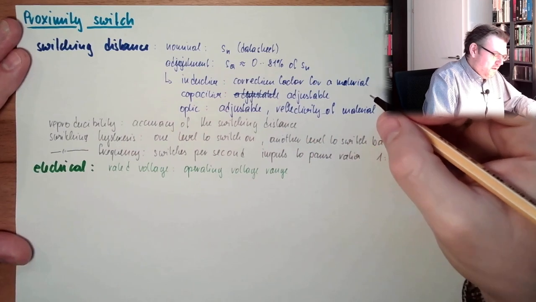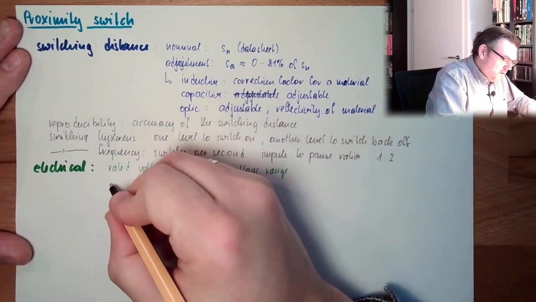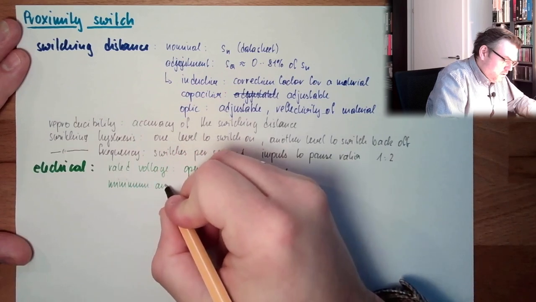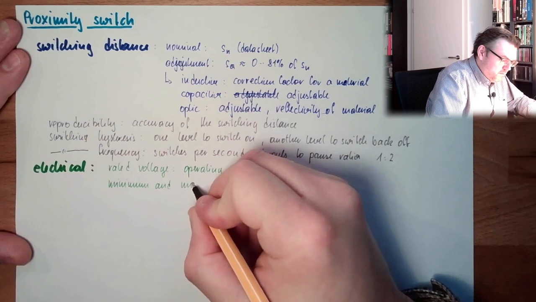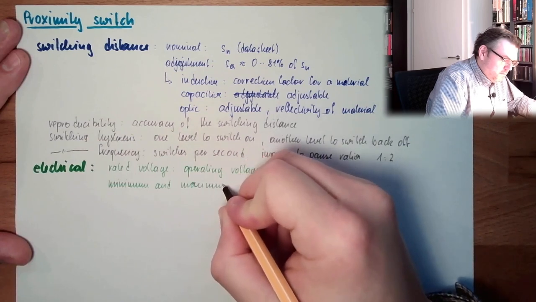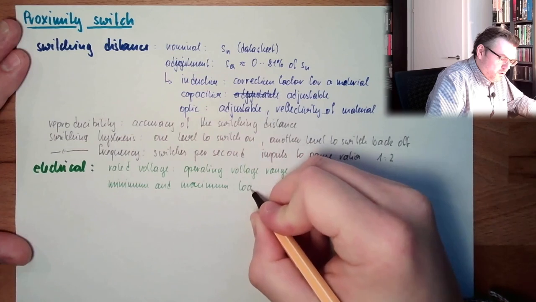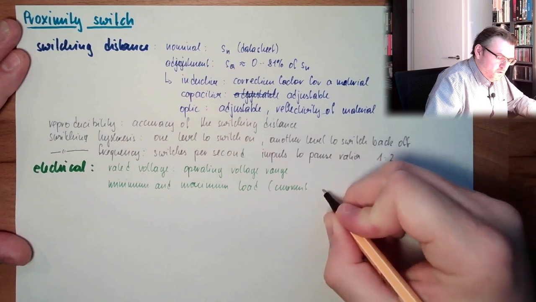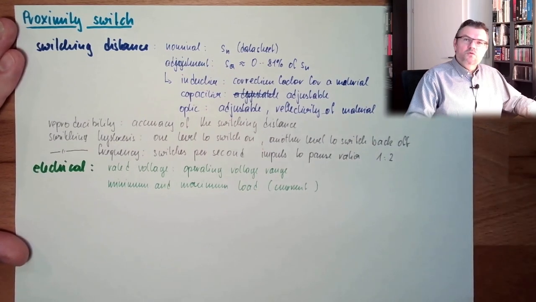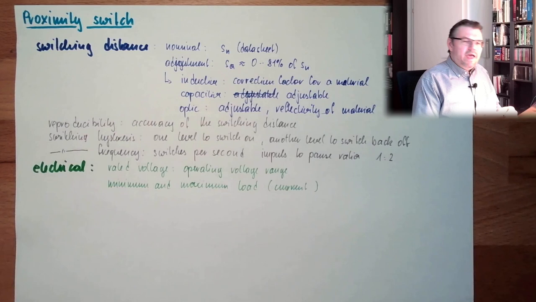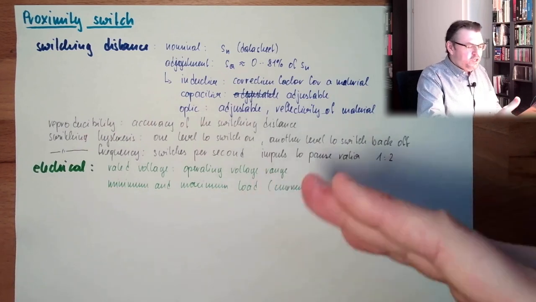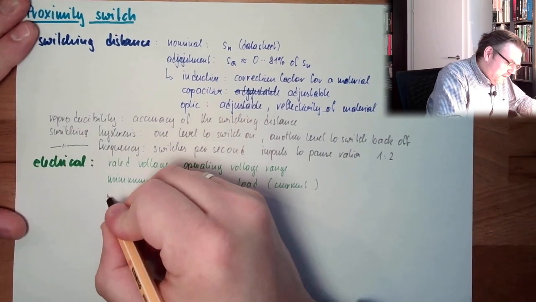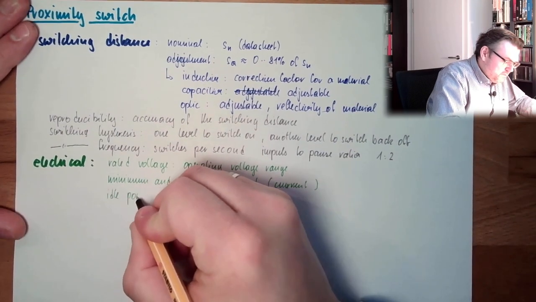All right. Then we have the minimum and maximum load, the current. Minimum and maximum output current. This is how many amperes this switch, it's a switch, can switch off and on. Okay? Then we usually have an idle power consumption.